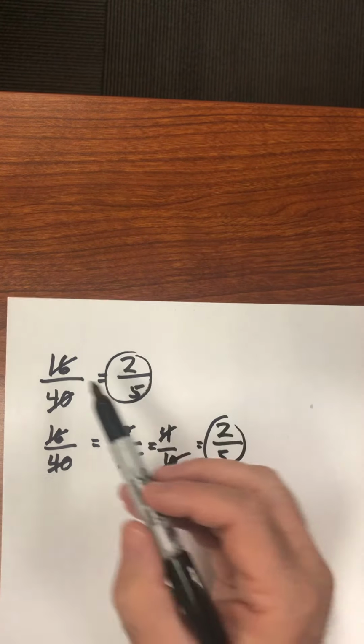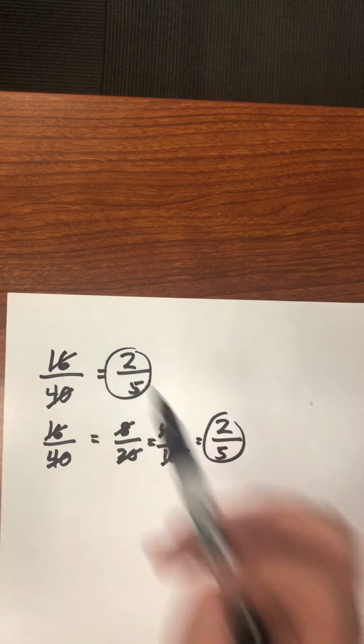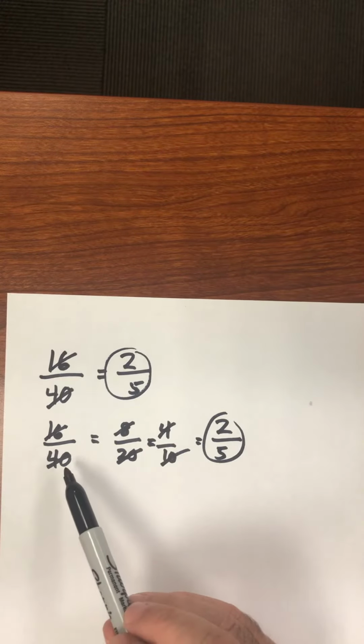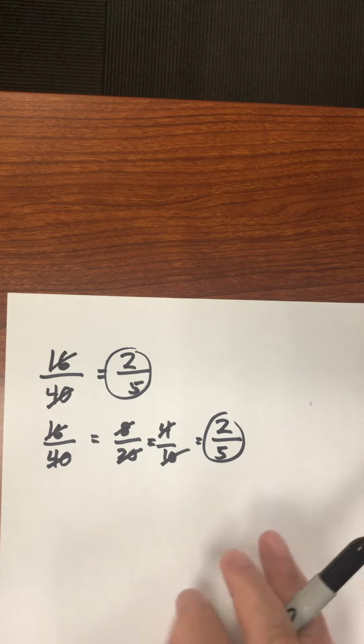It's a little bit faster if you can think about the largest common factor because you'll get to your answer quicker. But if you happen to come up with one that's smaller, you can get there. It just takes more steps.